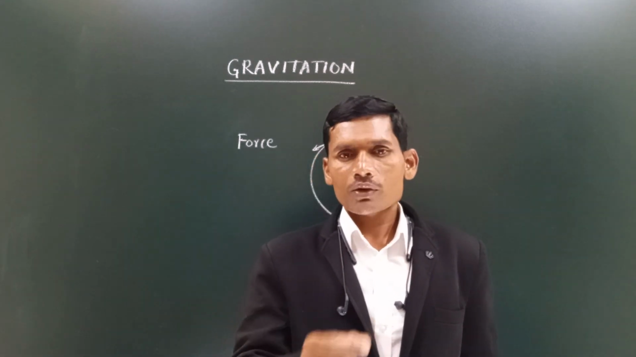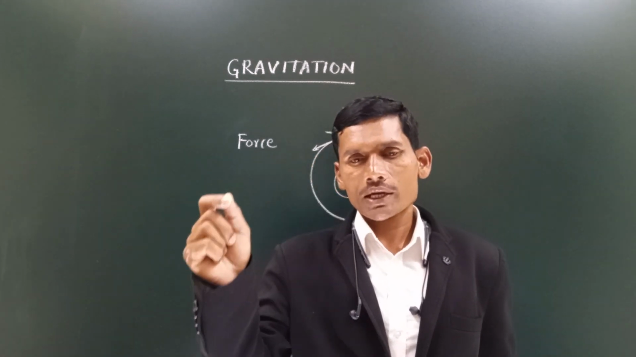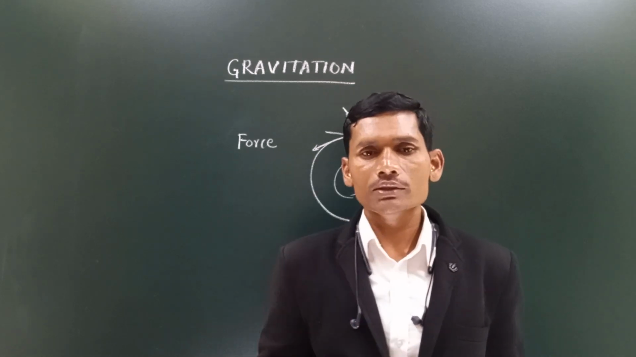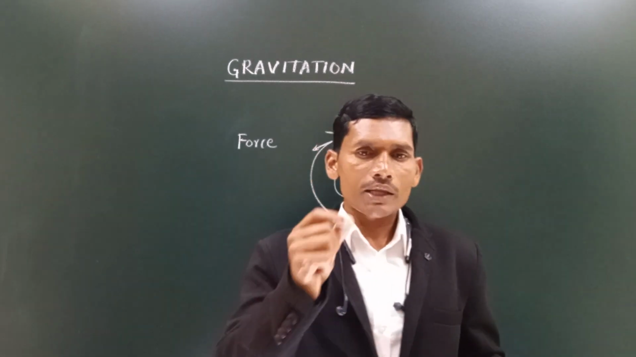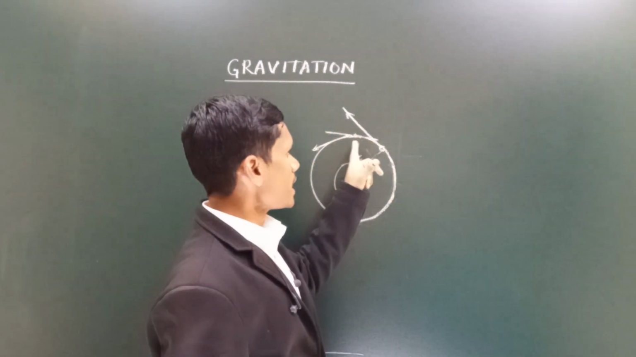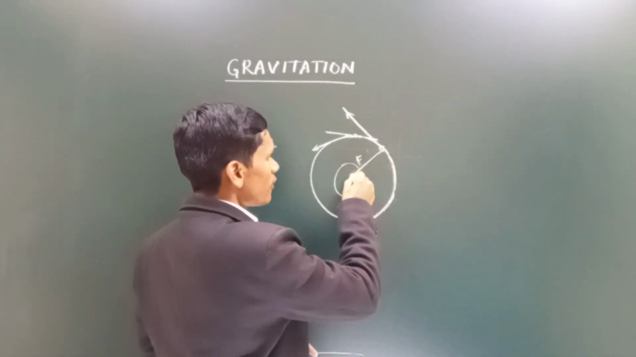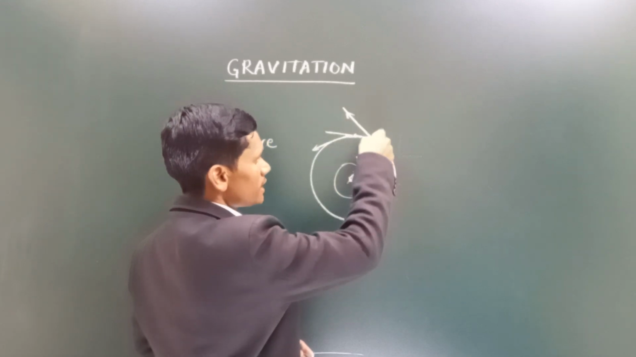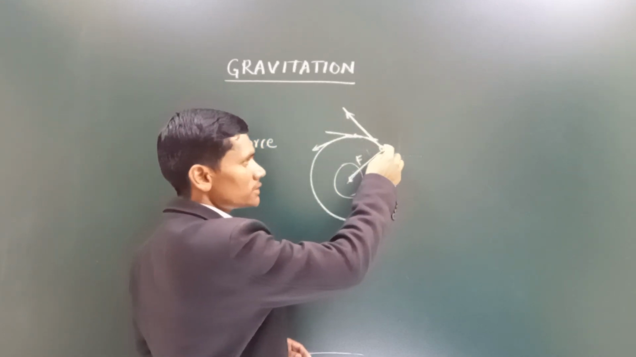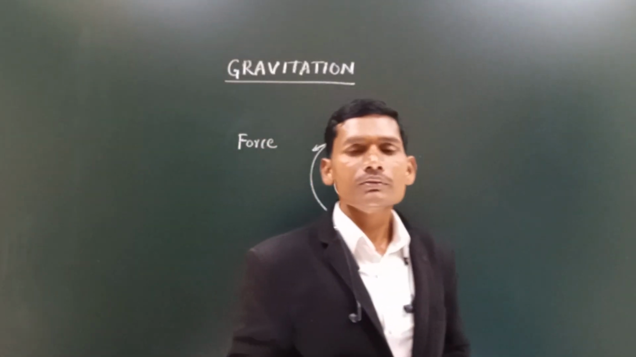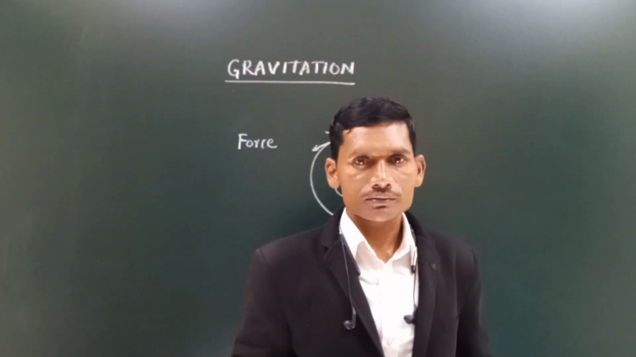And even if you are holding any stone tied to a thread, and if you are rotating, that is also moving in circular path, because at every point it is changing the direction and it is falling towards the center. This force which is responsible for making that object fall towards the center, that is what is called centripetal force.